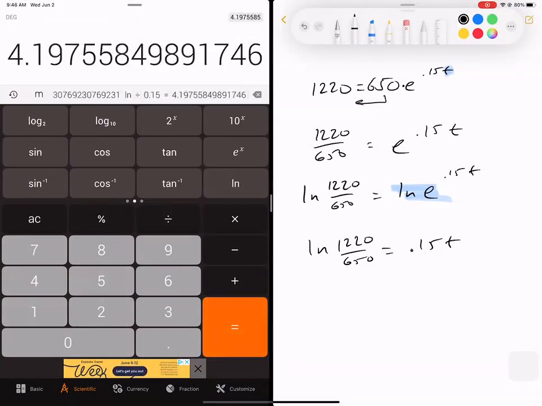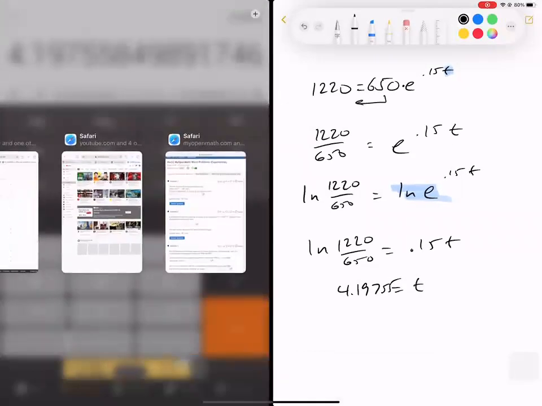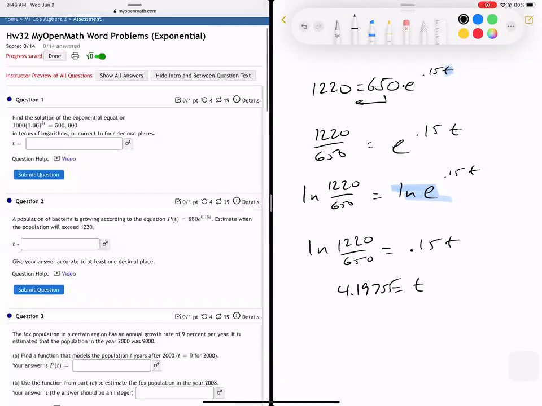So the t is equal to 4.19755. They want us to round off to at least one decimal place. Give your answer accurate to at least one decimal place. So we're going to say it's going to be 4.2 t. Those are our answers. Yep, that's what we got before.